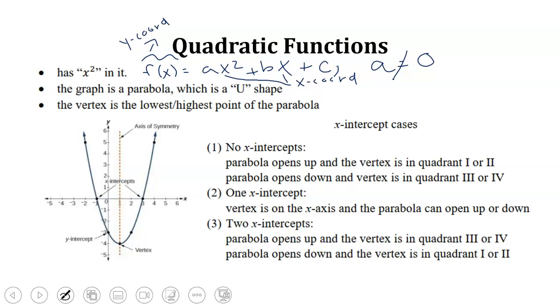Now our U shape, there are two different ways we can have it. We can have it open up. So this is an open up. Or we can graph our U shape facing down. So opening down. Those are the two ways: open up and open down.